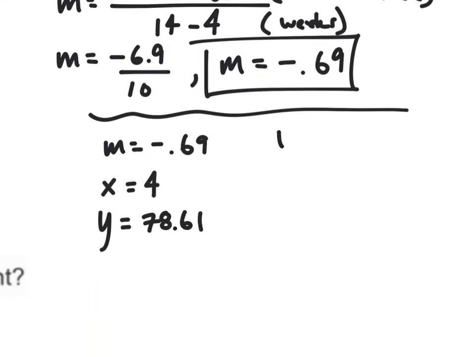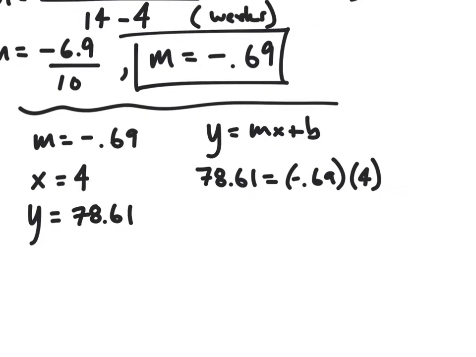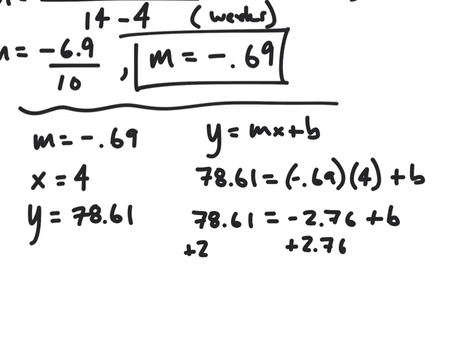Now I'm going to plug this into y equals mx plus b. So I'm going to put in $78.61, and that's going to equal a slope of negative 0.69 times 4, and then plus b. I don't know what b is. So negative 0.69 multiplied by 4 gives me negative 2.76. So negative 2.76 plus b is equal to $78.61. I'm going to add $2.76, and so b is equal to 2.76 plus 78.61, which gives me a value of 81.37.